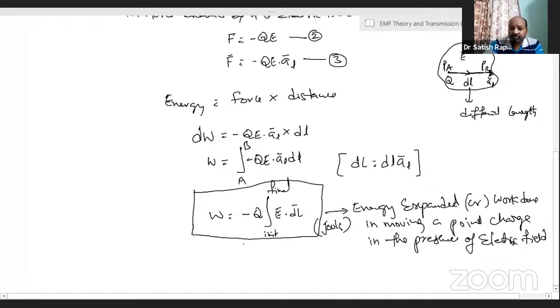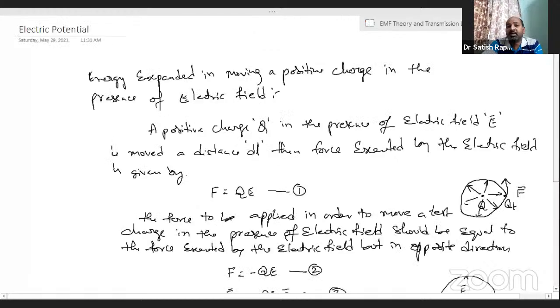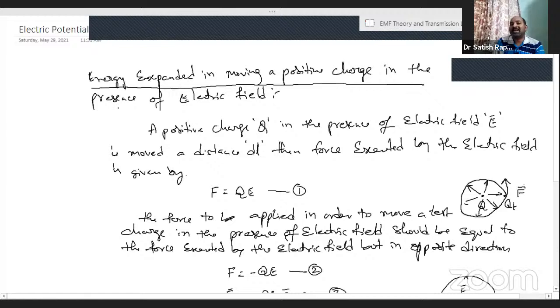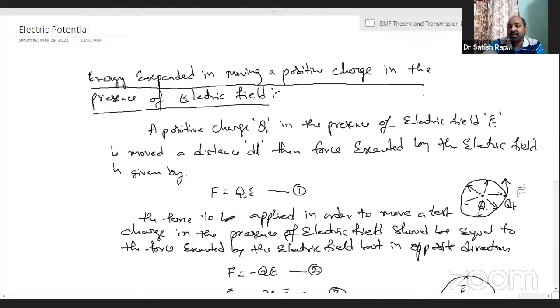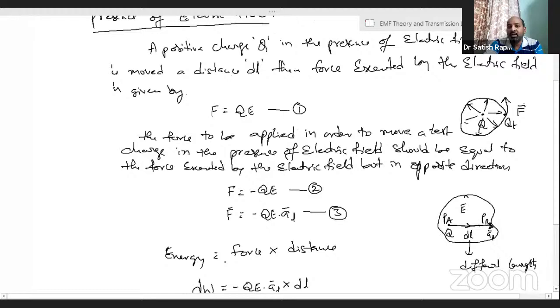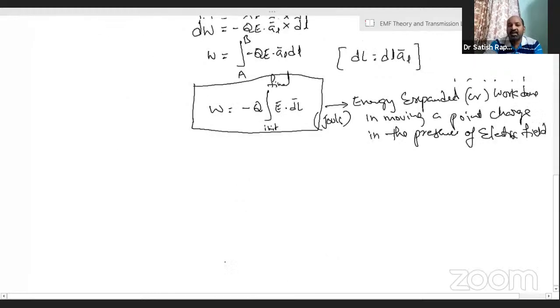Actually our topic is electric potential, so we are discussing electric potential. To know electric potential, first of all, as I said, we need to know the energy spent, or energy expended, in moving a positive charge in the presence of an electric field. This is the expression for the energy spent in moving a point charge in the presence of an electric field.